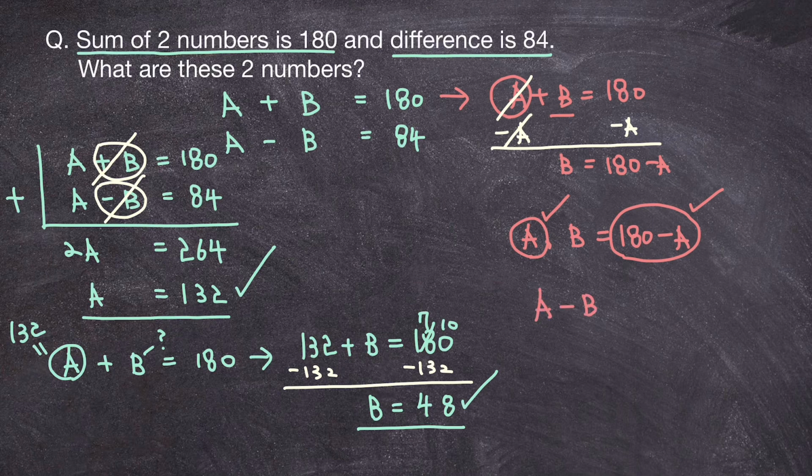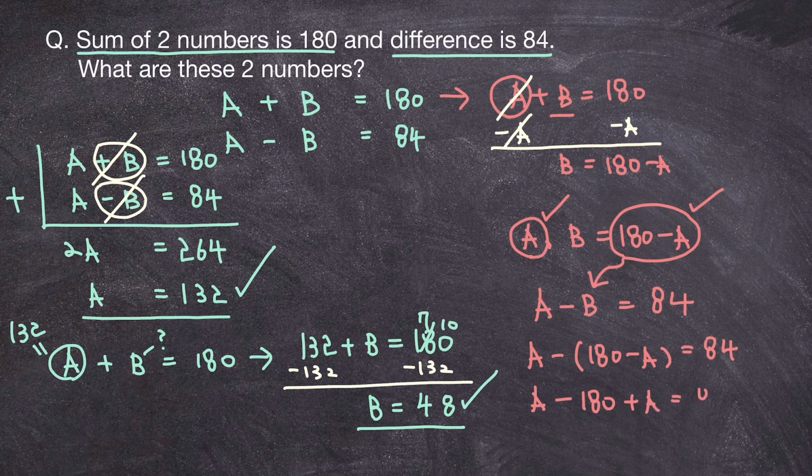A minus B is equal to 84. A is going to stay as it is, but B, I'm going to plug in 180 minus A. So if I do that, I get A minus (180 minus A) is equal to 84. A minus 180 plus A is 84. Because here, what I'm doing is distributing this negative sign to both 180 and negative A. If I do that, I can combine these two like terms. 2A minus 180 is equal to 84.